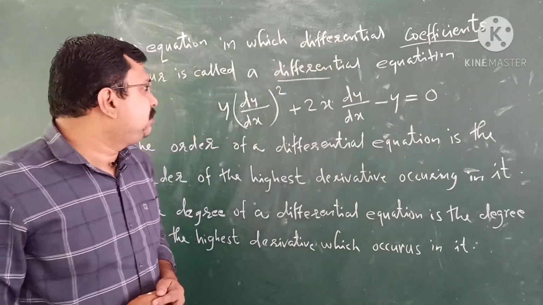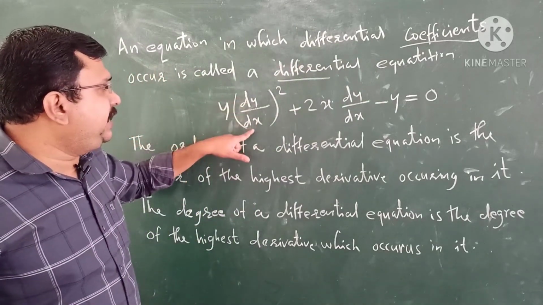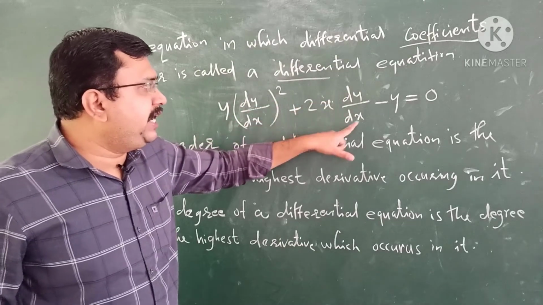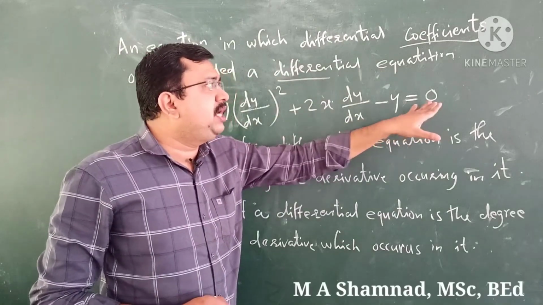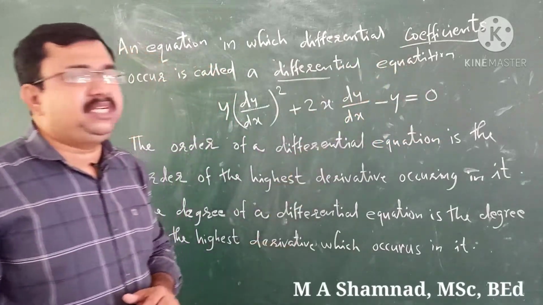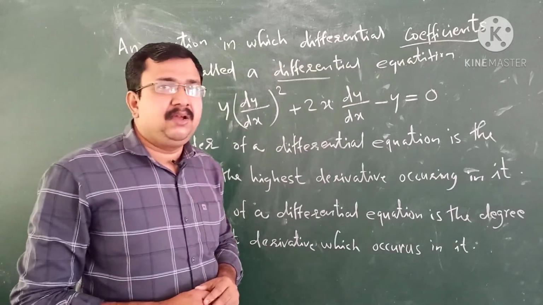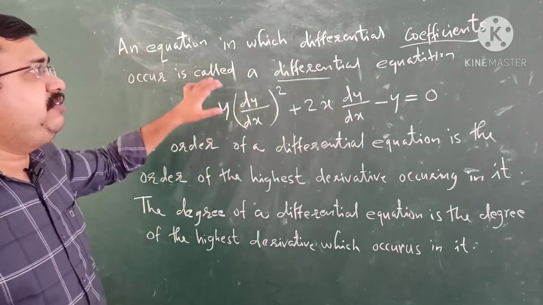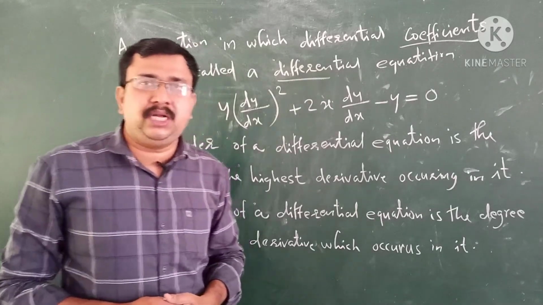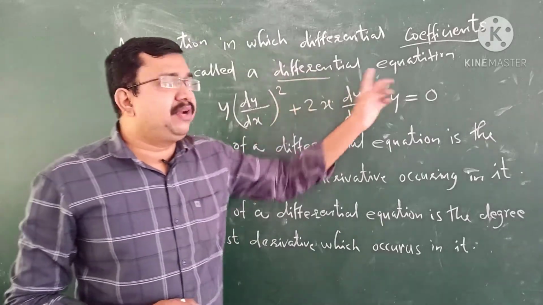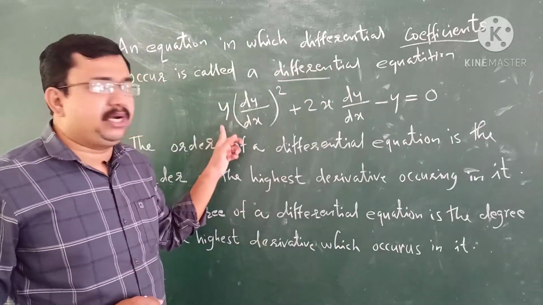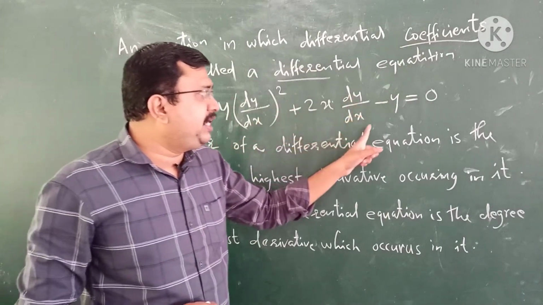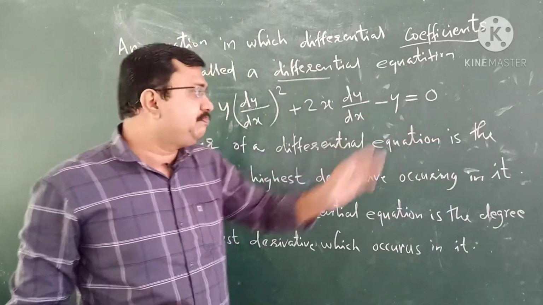For example, y into (dy by dx) the whole square plus 2x into dy by dx minus y equal to 0 is an example of a differential equation. Remember that. Please write it in your notebook: an equation in which differential coefficients occur is called a differential equation. The best example is this one: y (dy by dx)^2 plus 2x dy by dx minus y equal to 0.